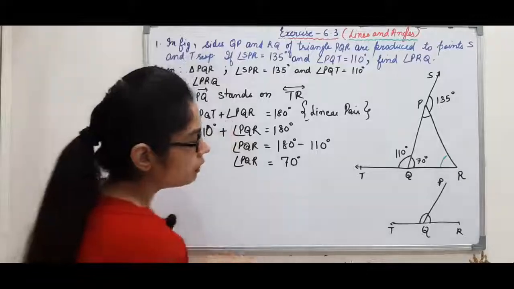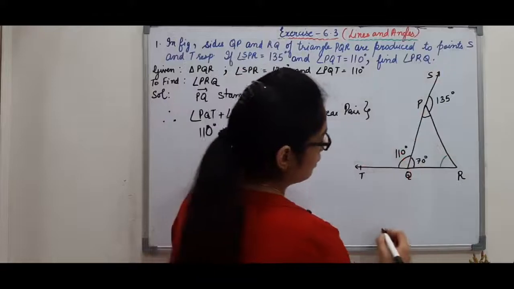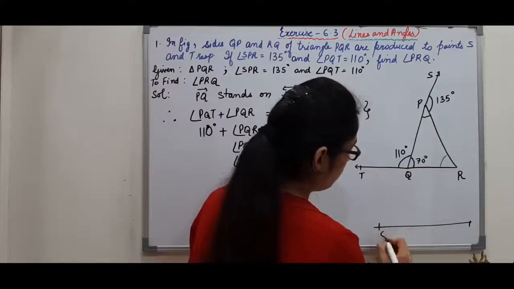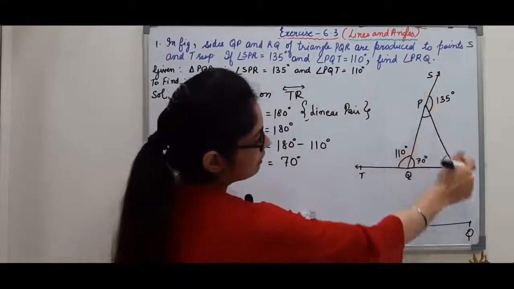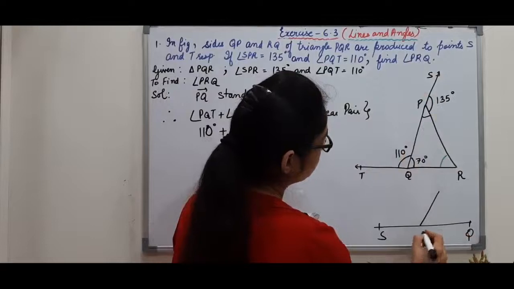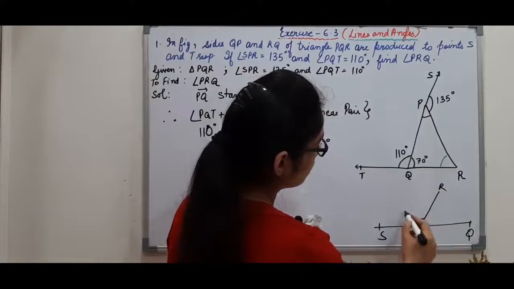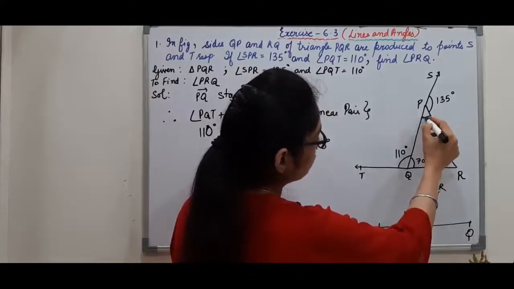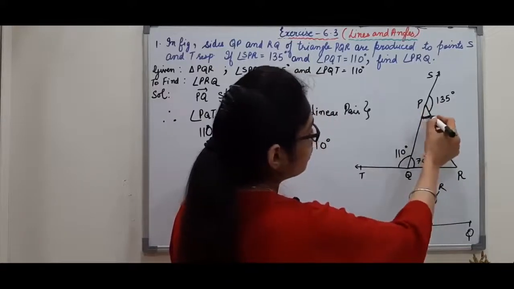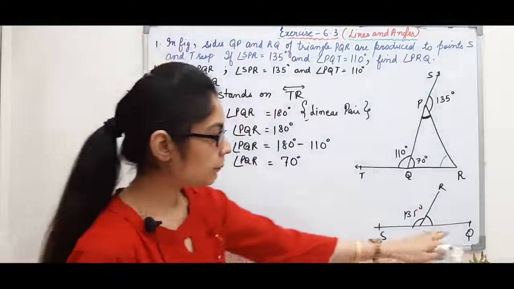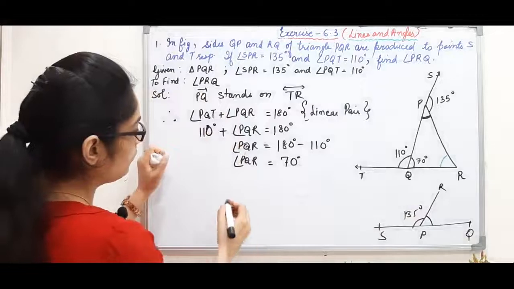Now we will use this line SQ. See here, if I draw one straight line SQ, I am just rotating it towards left. So SQ, and here we can see this ray PR. So two angles are there, SPR which is equal to 135 degree, and the other angle is this one, which is RPQ. So this we have to find now. So same thing, these two angles are forming a linear pair. So same thing we'll use now.